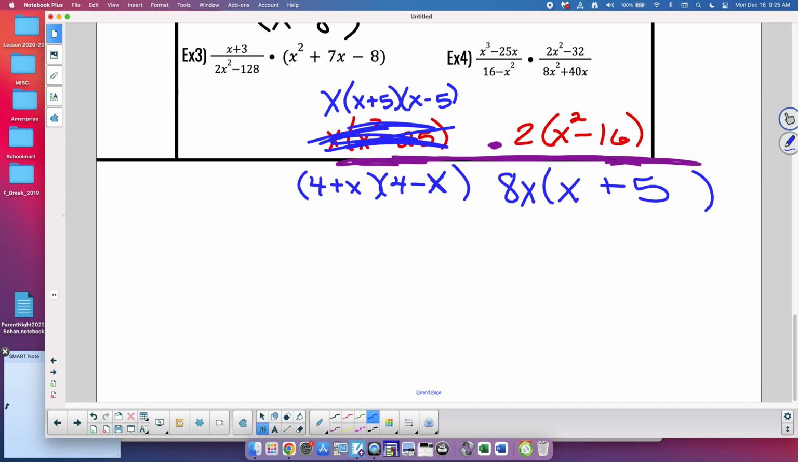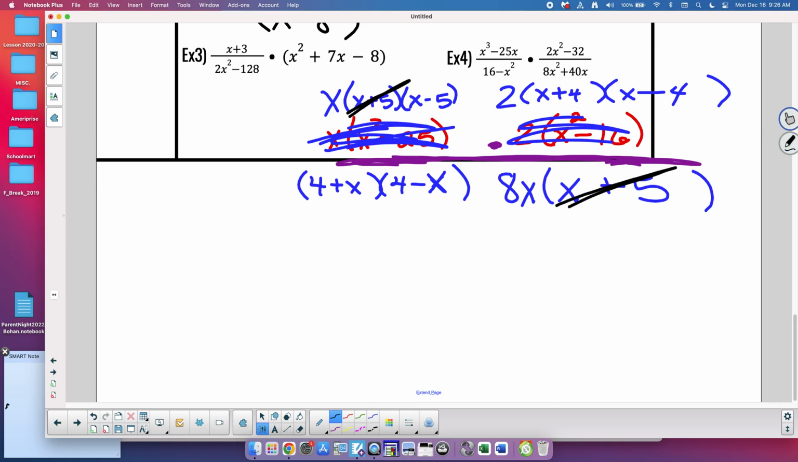Okay, what about this one? 2 times x plus 4, x minus 4, cross it out, don't look at it. Okay, I think I'm ready to go. I think I've factored this thing till the end. What cancels? X plus 5. X plus 5 with an x plus 5, got it.